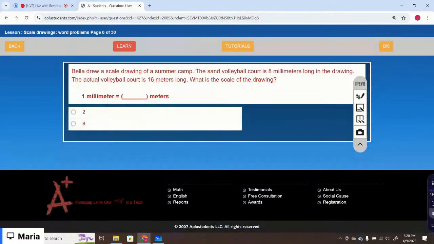Bella drew a scale drawing of a summer camp. The sand volleyball court is 8 millimeters long in the drawing. The actual volleyball court is 16 meters long. What is the scale of the drawing?